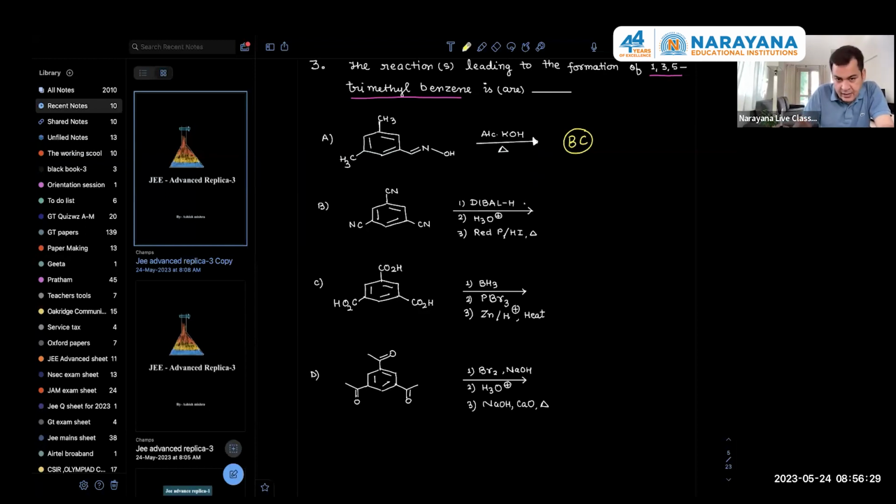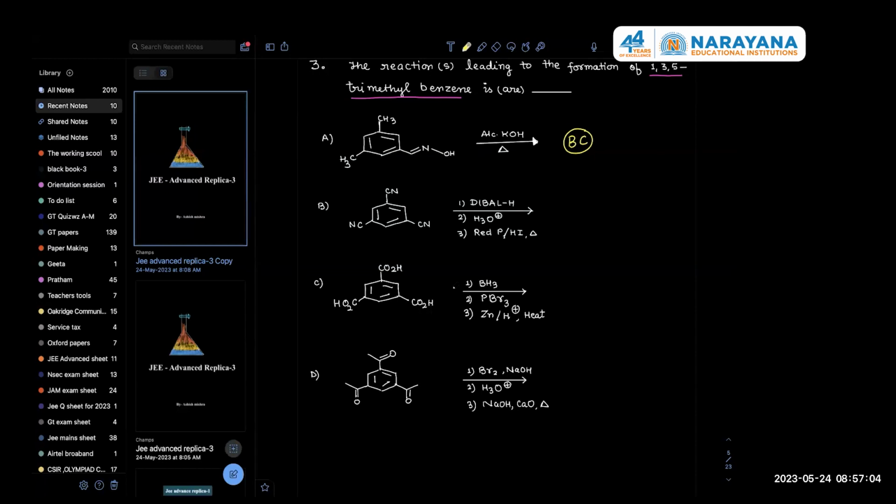Double H with hydrolysis will give CHO. All three CHO groups, with red phosphorus and HI, are reduced to CH3. So B is okay. BH3 reduces carboxylic acid to CH2OH. With PBr3, that becomes CH2Br. And all three Br are reduced with zinc and H+, which will become CH3. So BC will be the correct one.